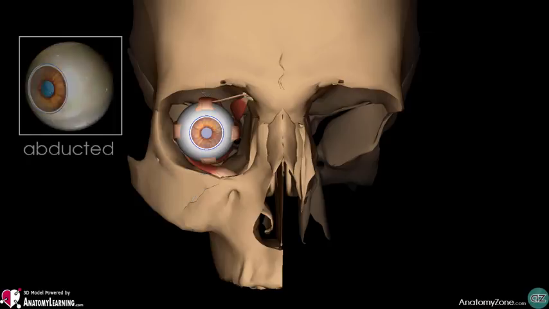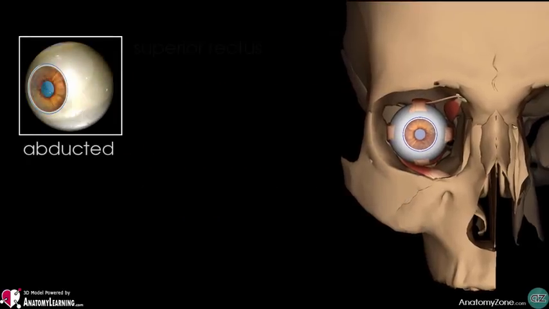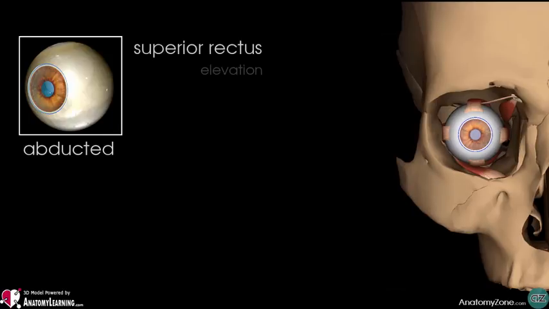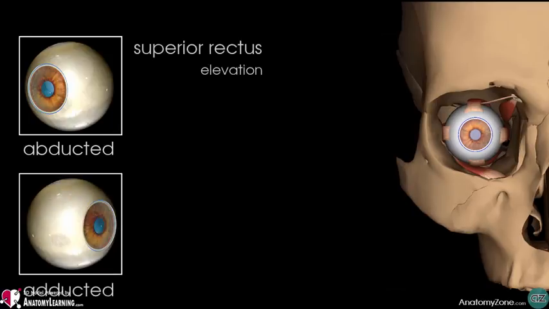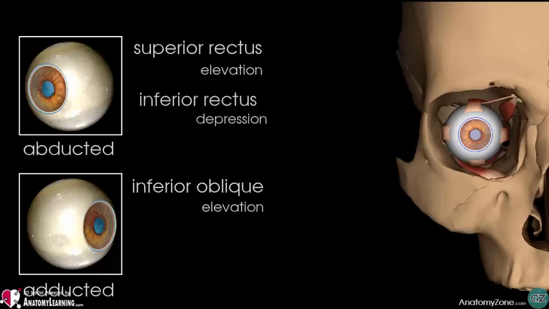When the eye is held in an abducted position, the superior rectus muscle is mainly responsible for elevation, whereas in the adducted position, the inferior oblique is mainly responsible for elevation, and vice versa with regard to depression of the eyeball and coordination of the inferior rectus muscle and the superior oblique. That is, in the abducted position, the superior and inferior rectus muscles are responsible for elevation and depression, whereas in the adducted position, the superior and inferior oblique muscles are responsible for elevation and depression.